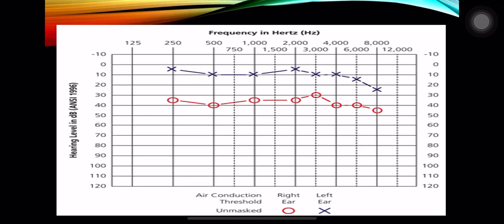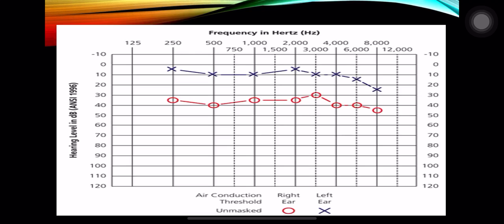Now look at this graph. Here the air conduction of left ear and air conduction of right ear is given. First of all, let us see the air conduction of left ear. It is within the normal limits, so air conduction is normal. So if the air conduction is normal, obviously there is no defect, left ear is normal. Look at the right ear. Here in the air conduction, there is a mild hearing loss. So bone conduction of right ear is not given.